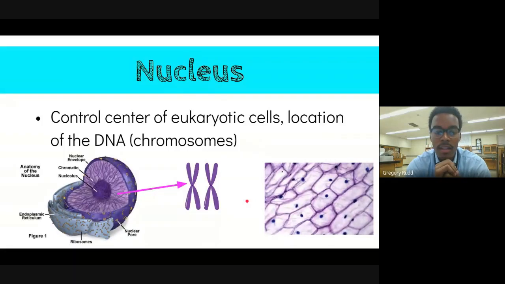And the DNA is found in the form of chromosomes. Humans have 46 chromosomes. We get 23 from our father and 23 from our mother, giving us a total of 46. Now, there are some conditions in which people have more or less than that, but on average, most human beings have 46 chromosomes.